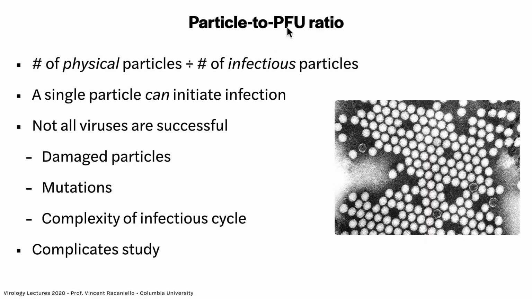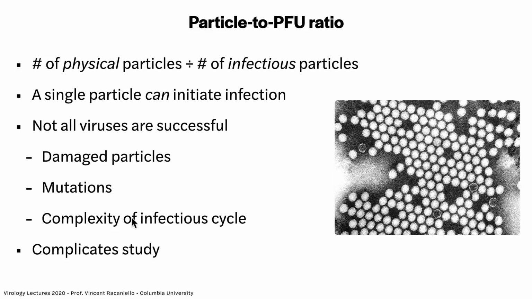Let's talk a little bit more about this particle to PFU ratio. What this means, I've told you already that a single particle can make a plaque, right? So a single particle can initiate infection, but not all viruses are successful. So it's not contradictory at all. And why not? Many virus preparations are damaged. Here's an electron micrograph of a poliovirus preparation, and you can see there are empty particles in it. So just in the process of making the virus preps, you can damage them. We think mutations, and as you will see later, mutations occur at every reproduction step. This could introduce lethal mutations into a particle.